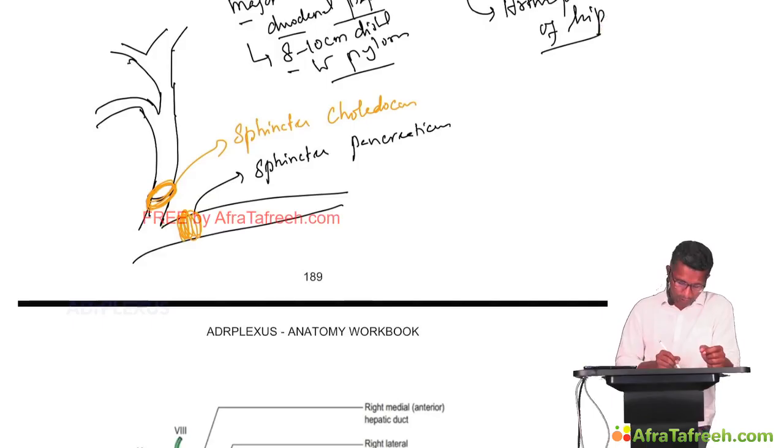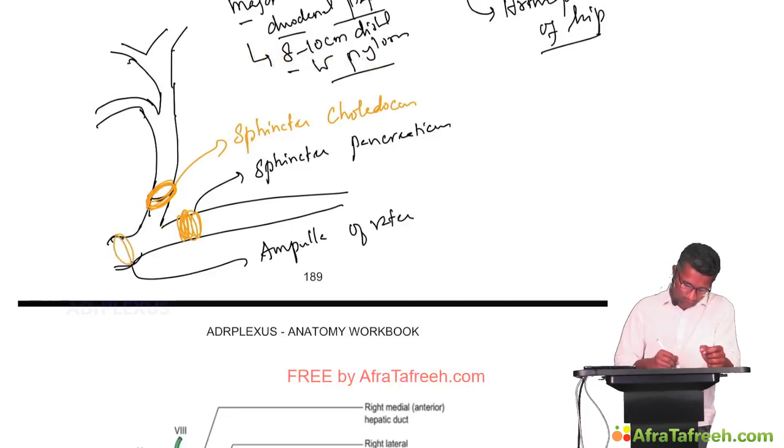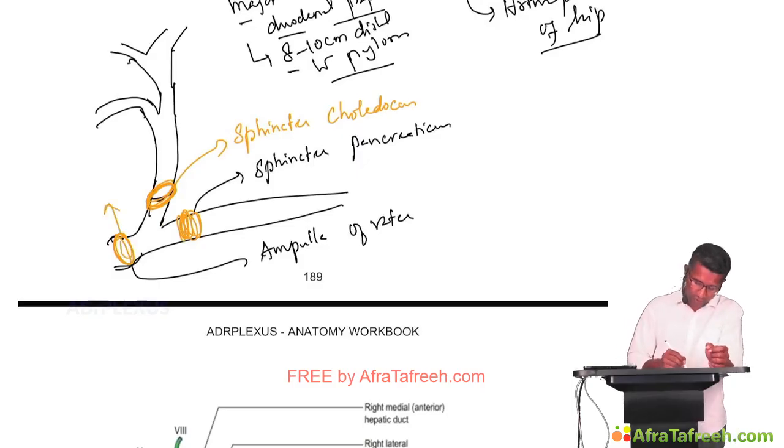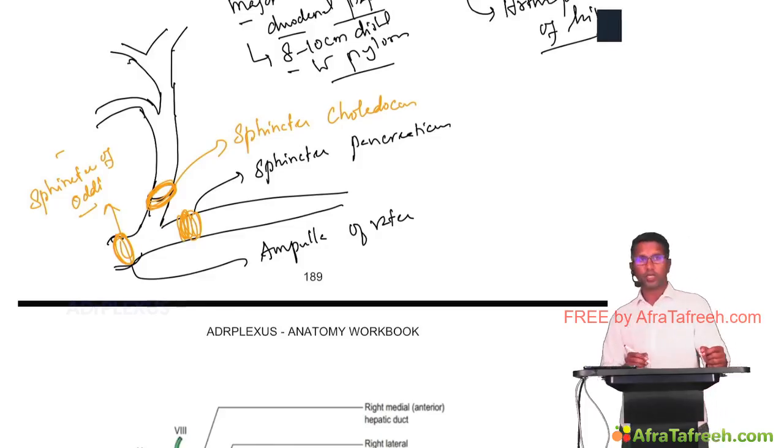Now these two ducts join to form the ampulla of Vater. So this is called an ampulla of Vater, and this ampulla of Vater is again surrounded by a sphincter, and this sphincter is called the sphincter of Oddi. This is called the sphincter of Oddi, guys.